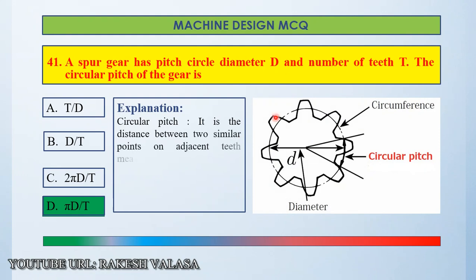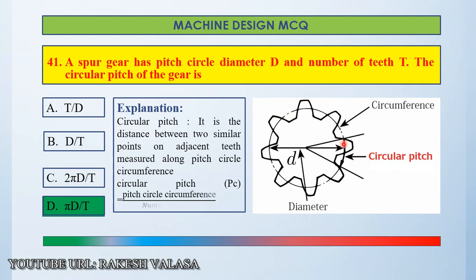Here, circular pitch is the distance between two similar points on adjacent teeth measured along the pitch circle circumference. So, the circular pitch Pc equals pitch circle circumference by number of teeth, that equals pi d by t. So, the correct answer is option D pi d by t.